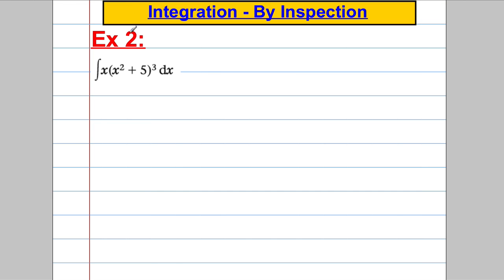Let's see if this would work. Now, is this of the right form? The question is, is this of the form f dashed x, f of x to the power of n with respect to x, maybe with some number there, like an a? Is it of that form? Well, this thing here, if I was to differentiate this in a function, I get 2x. So it's very, very like that indeed.